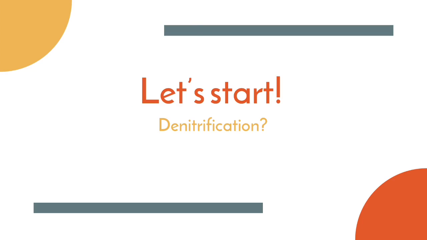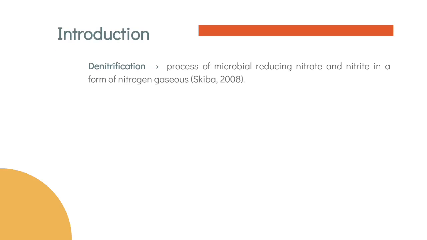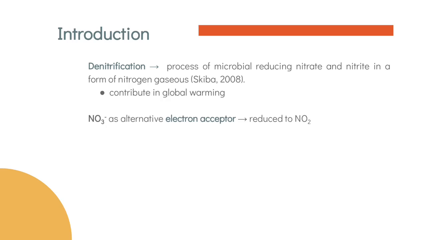So what is denitrification? Denitrification is the process of microbial reduction of nitrate and nitrite into nitrogen gases such as nitrous oxide and nitrogen. Moreover, the emission of greenhouse gas due to bacterial denitrification contributes to global warming. Nitrate can act as an alternative electron acceptor and is reduced to nitrous oxide by anaerobic bacteria. This occurs with different types of fertilizers.